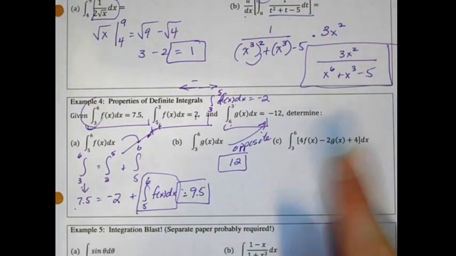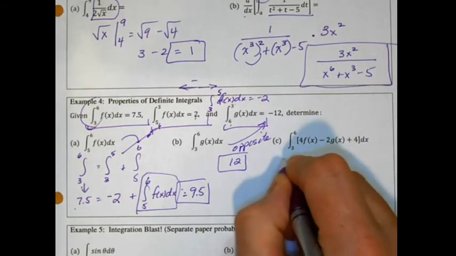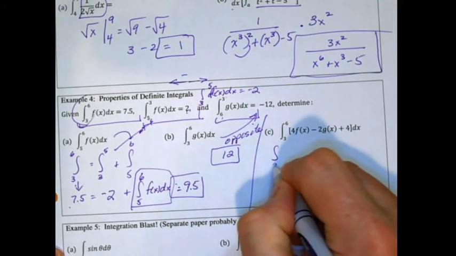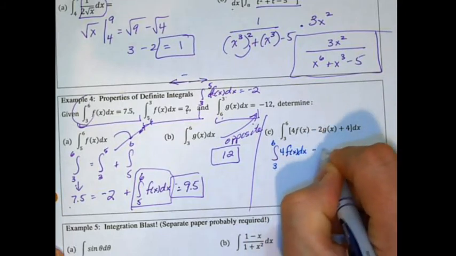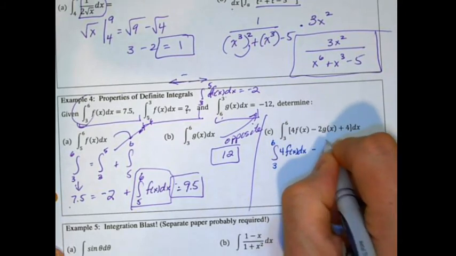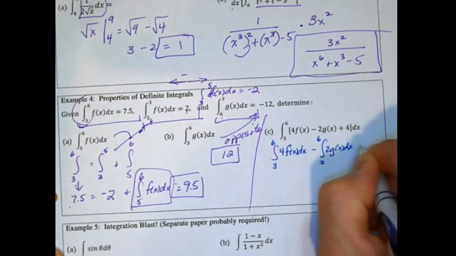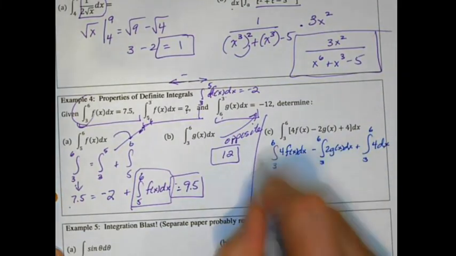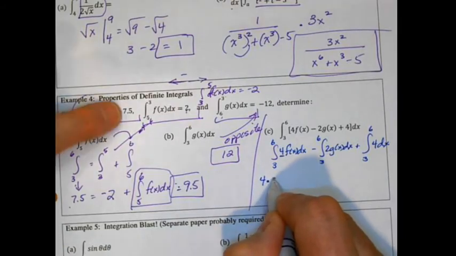And then this one, you are going to separate. Let me do it in a different color. Let's go blue. So 3 to 6 of 4f of x dx minus, we're still going to take the 3 to 6 of 2g of x dx, and then we're going to go 3 to 6 of 4 dx. So do we have 3 to 6 of f of x dx? We do. Now this 4 can come out front, so 4 times this 7.5.